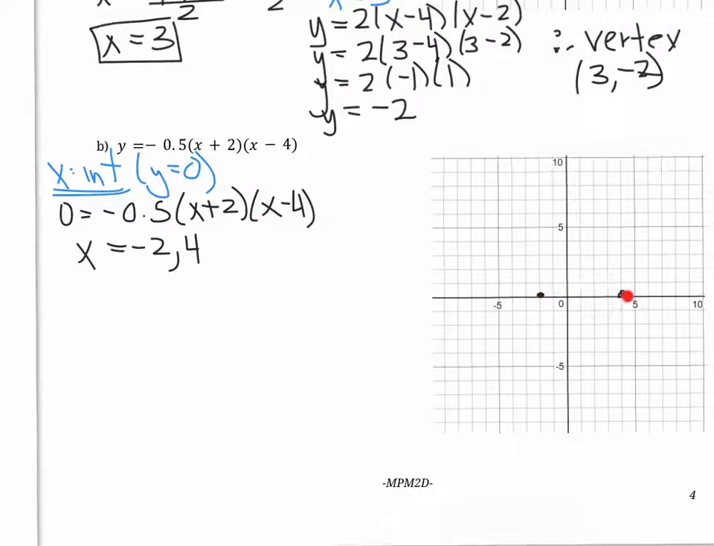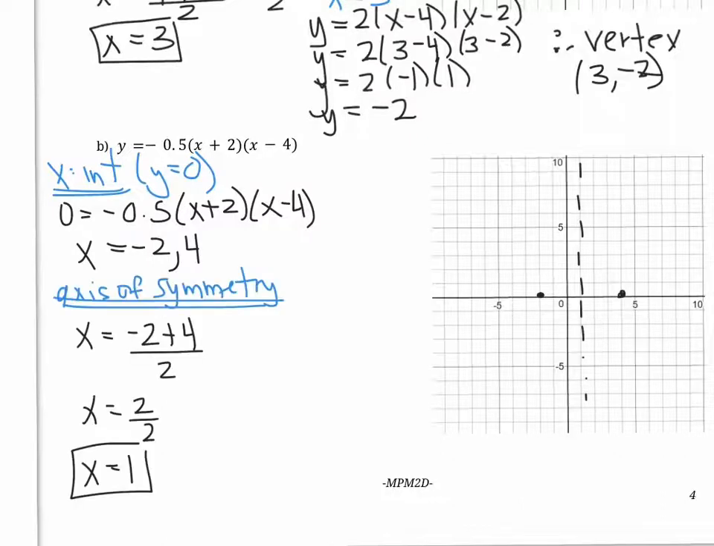I've also graphed them on here. The next step would find, we're looking for the vertex, and we know it's going to be in the middle of those 2 points. So we're going to find the axis of symmetry. We know the axis of symmetry is in the middle of the 2 x-intercepts. So if you add the x-intercepts and divide by 2, you will get x is equal to 1 as the axis of symmetry. And I've sketched it here.